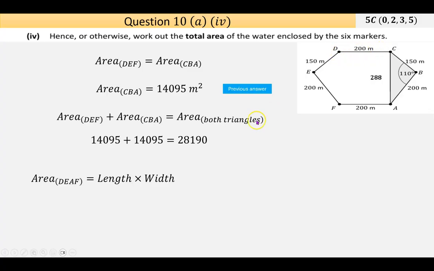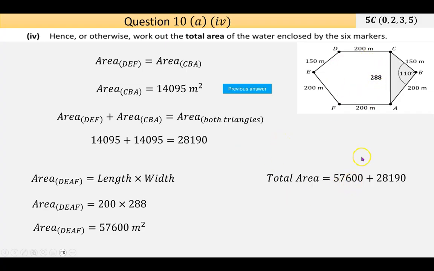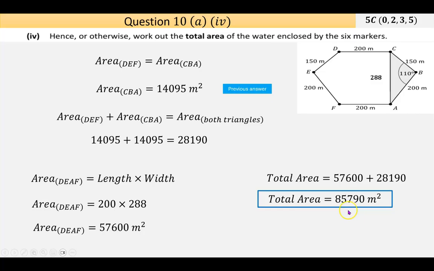Now I can find the area of that by using length times width, which works for a square or a rectangle. The length is, we'll say, 200. The width is 288. So I multiply them together and I got 57,600. Now, we want the total area, so we're adding those numbers, the two triangles and the rectangle in the middle. I come out with a final answer of 85,790. And again, the units are meters squared.